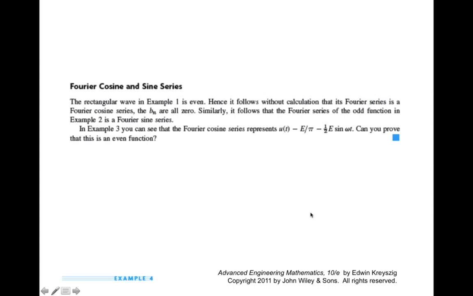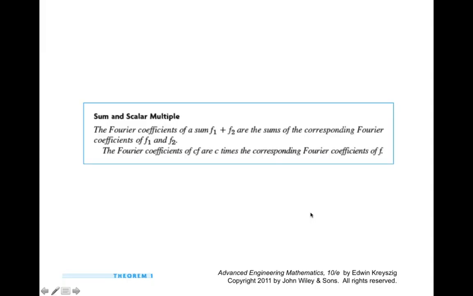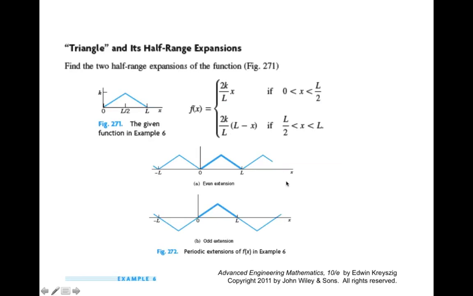There's a basic theorem that says the Fourier coefficients of a sum, f1 plus f2, are the sums of the coefficients of f1 and the coefficients of f2. And this obeys linear multiplication, so the coefficients of some constant times f is that constant times the corresponding Fourier coefficients of f. So that makes an interesting thing possible.